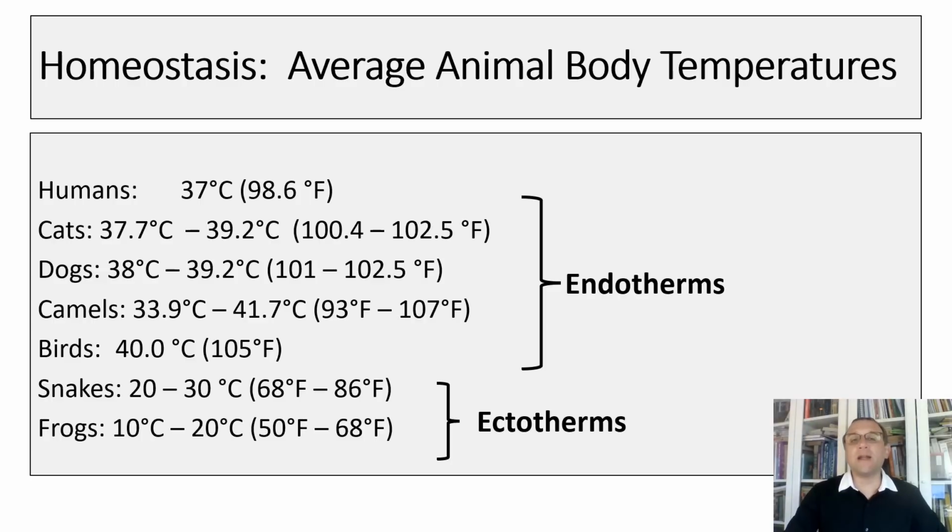Birds are warm-blooded animals that have a much higher metabolism and thus higher body temperature than humans. While the exact measurement varies for different bird species, the average bird body temperature is 105 degrees Fahrenheit, 40 degrees Celsius. Snakes and other ectotherms are cold-blooded animals that lack the ability to generate body heat internally.